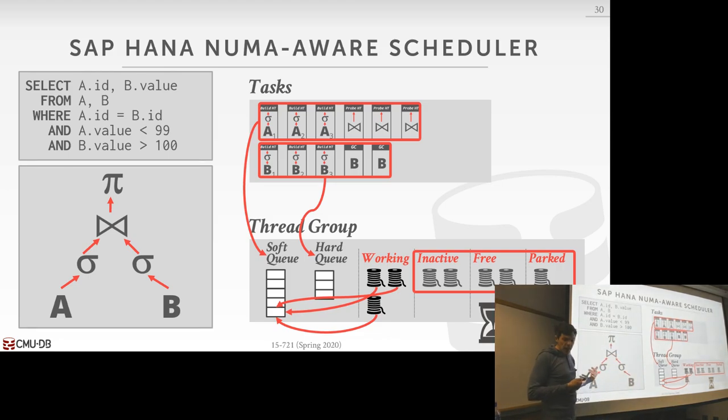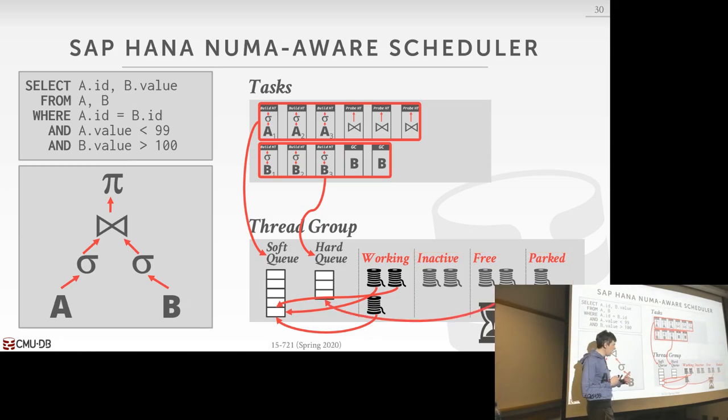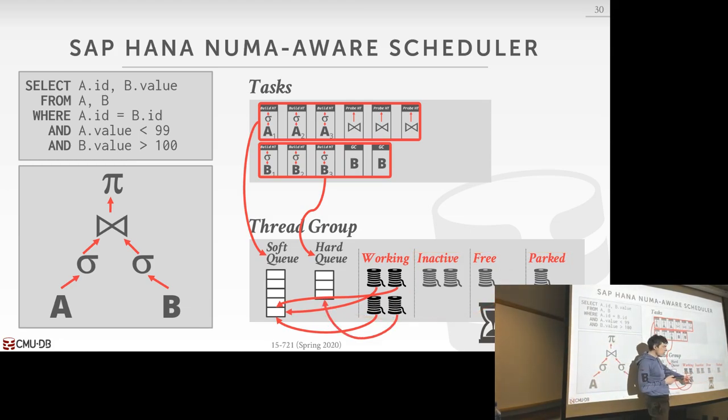Say here that I recognize that I can't keep up with my demands. So now my free thread pulls something from the hard queue. Then it gets migrated, and now it's considered a working thread. The watchdog thread above all this knows how many threads are actually running on every single group, and it can make scheduling or resource allocation decisions up above.